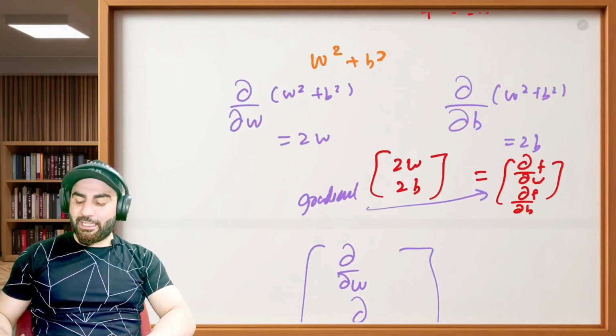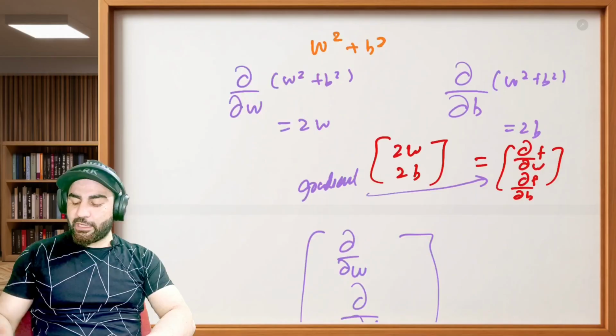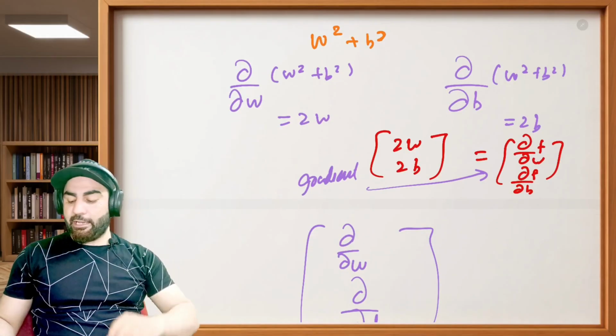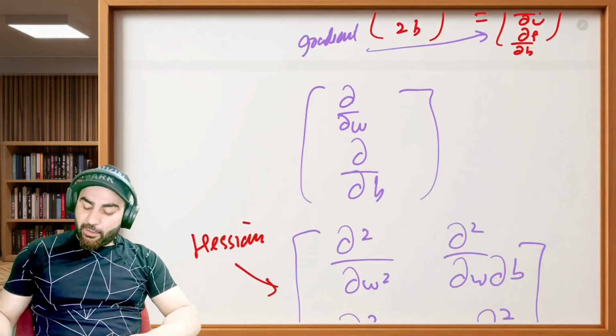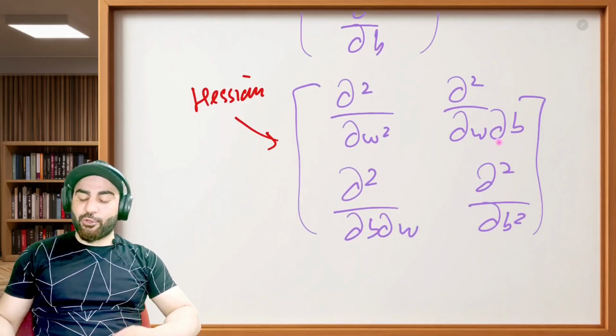So what is a gradient? Gradient basically is you compute the partial derivatives and put them in a vector. When you have this vector in which you had these two derivatives, now when you take double derivatives, you get a matrix of this sort. This is called the Hessian.